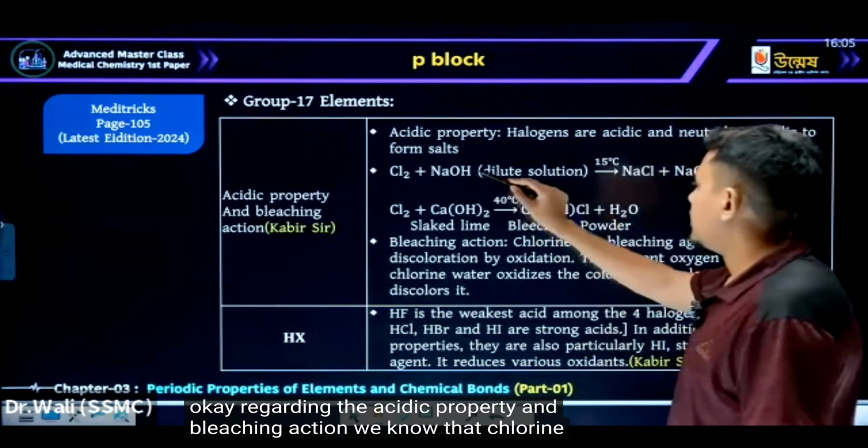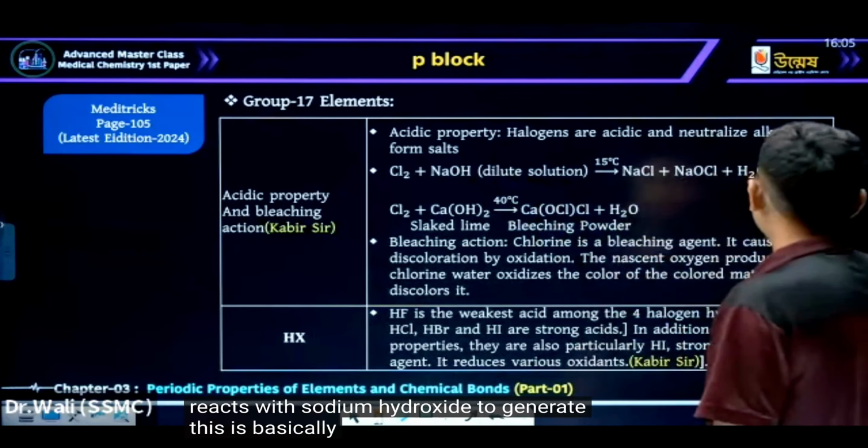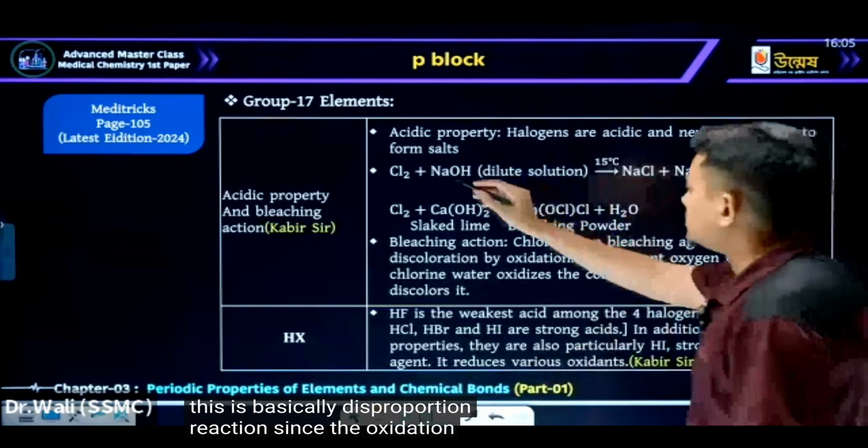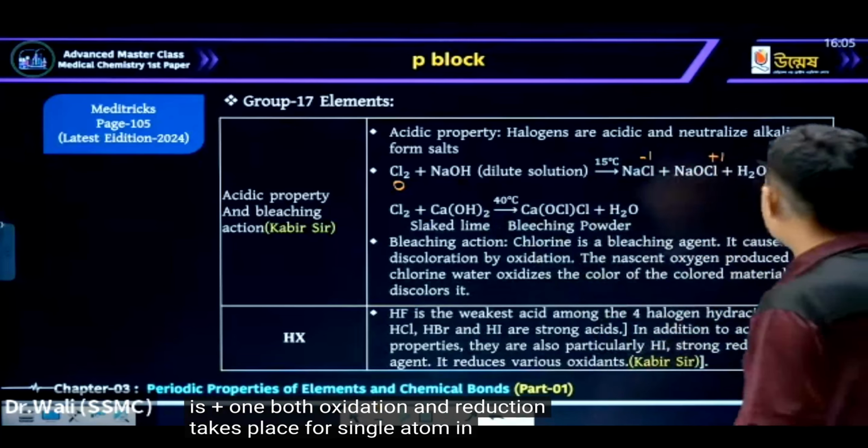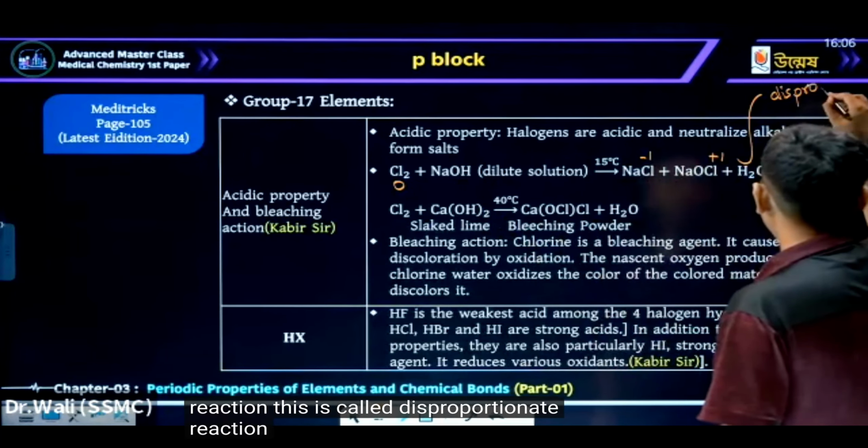Regarding the acidic property and bleaching action, we know that chlorine reacts with sodium hydroxide to generate products; this is basically a disproportionation reaction. The oxidation state here is 0, but here it is -1, and here it is +1. Both oxidation and reduction take place for a single atom in a single reaction. This is called a disproportionation reaction.